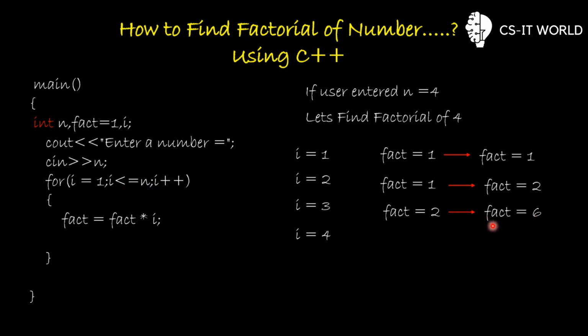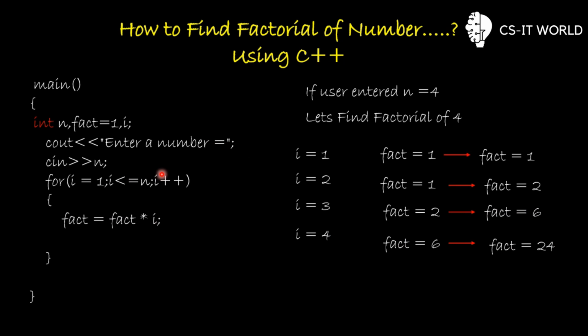Now what is the latest updated value of fact? Sorry, 6, right? Now again we'll multiply this i and the fact, that is 4 and 6, and we'll store it into the fact variable, and the multiplication of it is 24, right? Now the latest value of fact is 24.